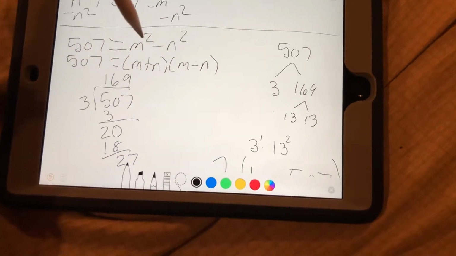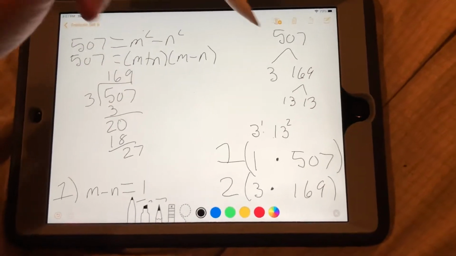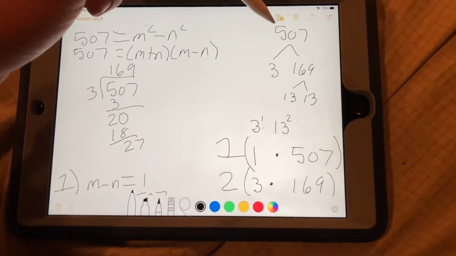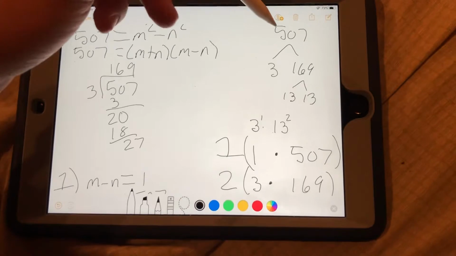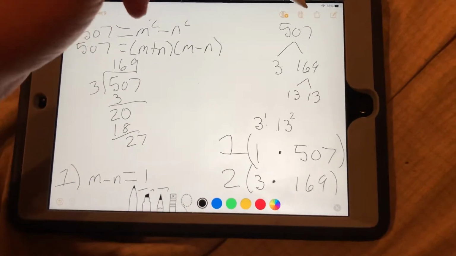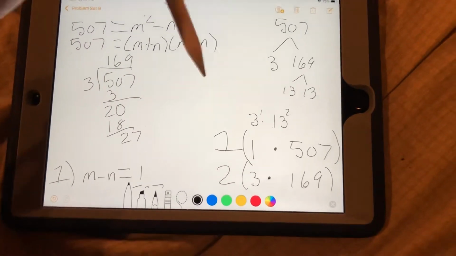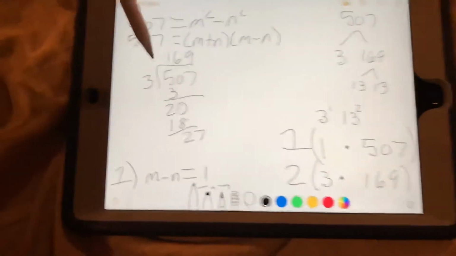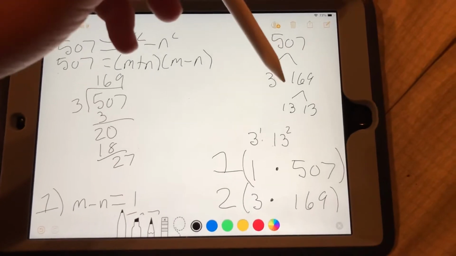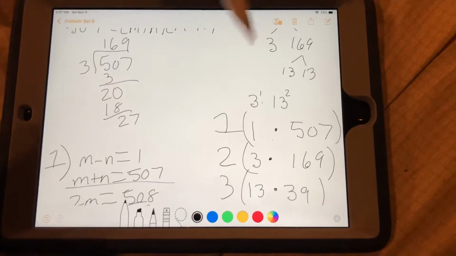And then I realized that I should probably get the prime factorization of this 507. And I did that, I just divided it by 3 just because of the rule. I don't know if you guys know this, but when you have a number and you add up all of the digits, so 5 plus 0 plus 7, if that sum is divisible by 3, then the whole number is divisible by 3. So 5 plus 7 is 12, and 12 divided by 3 is 4. So I knew it was going to be divisible by 3. So I got that, and I did 169, and then 3 times 169, and then 169 turns into 13 times 13. So we have 3 to the first and 13 to the second.